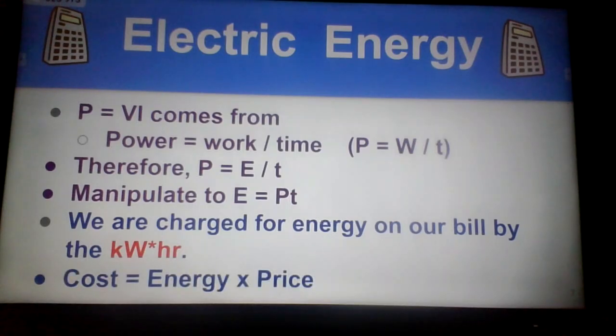The cost is the energy times the price. And we'll have some practice problems that will deal with how much something may cost to use electricity. But there you go. Reminder, power equals work divided by time. Do some manipulations. Energy is power times time, and cost is energy times price. Ready?